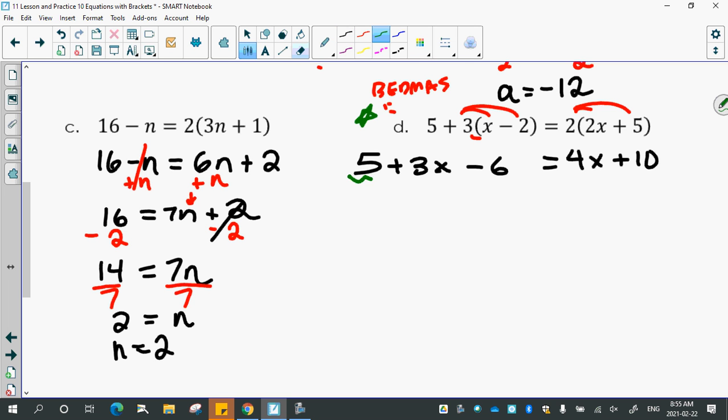So now you could collect the 5 and the -6 on this side, because they're both on the same side of the equal sign. And you could rewrite this side as -1 plus 3x. This 5 and -6 is -1. And now you've made it into one of those equations where you've got the variable on both sides. Okay? So you want to decide how to get the x from being on both sides to just in one spot.